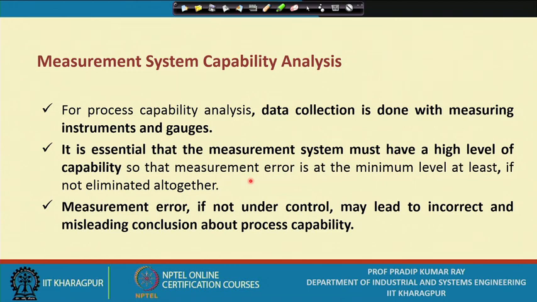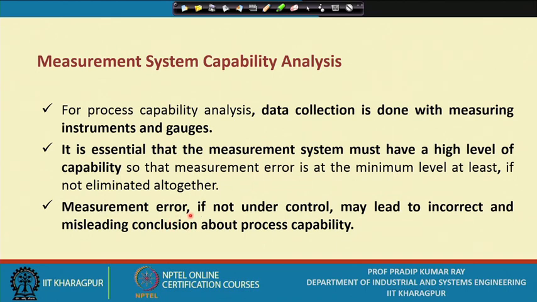Now what do you try to do? That means you create a measurement system in such a way that the measurement error, that means the deviation from the actual measurement, is at the minimum level, at least minimum level, if not eliminated altogether. The ideal situation is that I have created an inspection system, measurement system in such a way that there is no measurement error, but that is your goal. But obviously achieving that condition is very difficult. Maybe you will be heading towards that, but make sure at this point in time that the measurement error is held at the minimum level.